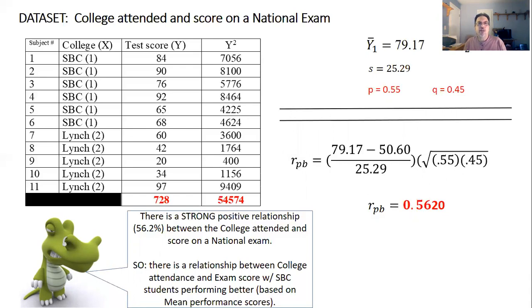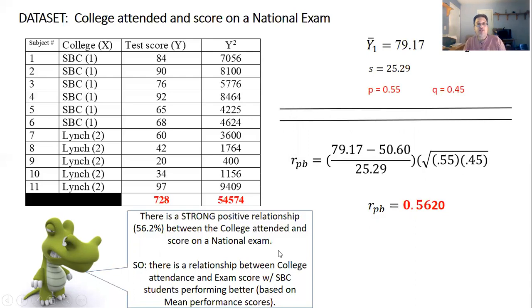And what could I say from the information I have? In terms of interpretation, we look to see what information we have. I know that there's a strong relationship between the college you attend and your score. And I do have here, as part of what I was solving to get there, the mean scores. And I know that group 1, Sweetbriar, did better. Their mean score is higher than the mean score of Lynchburg College. So I can include that in my interpretation.